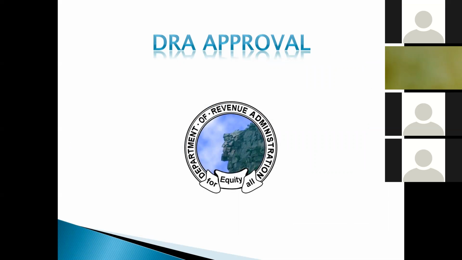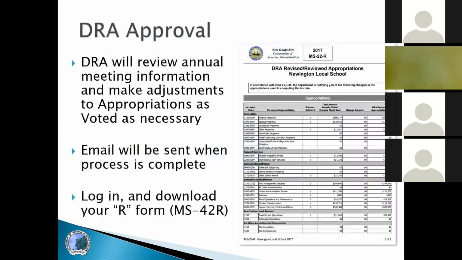And again, the DRA approval, once you have submitted the form and your supplemental meeting documents, DRA will be reviewing everything. And once they're complete, you'll get access to the R version of the form, which just has an additional column that says DRA Revised Appropriations, and it will show if any adjustments were made, which I don't think they typically are to counties and cities, but if anything came up, you'd have total clarity into what the result of their review was.